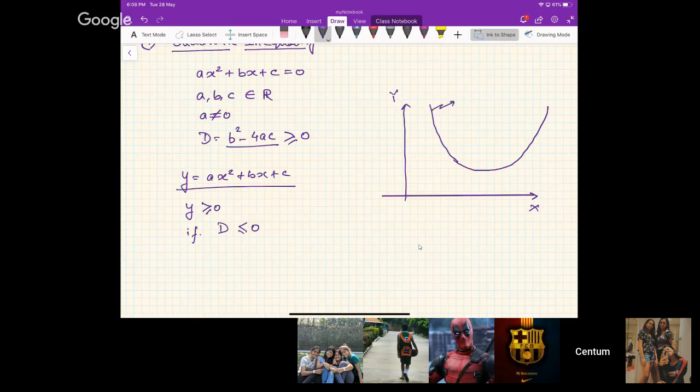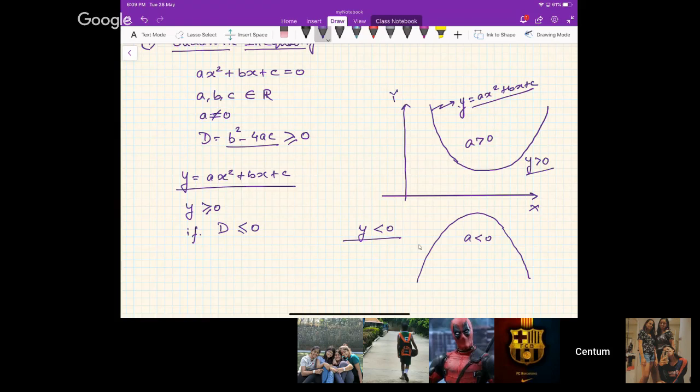This particular curve is y equal to ax square plus bx plus c. If this polynomial is greater than or equal to 0, the condition is that the discriminant must be less than or equal to 0. If the curve is like this, a is greater than 0, and for this case a must be less than 0. If a is less than 0 and the discriminant is also less than 0, then y will always be less than 0. In this case, y is greater than 0.